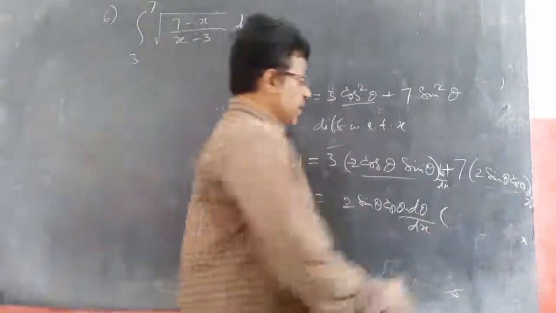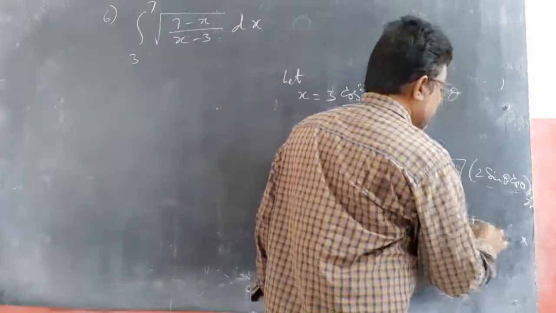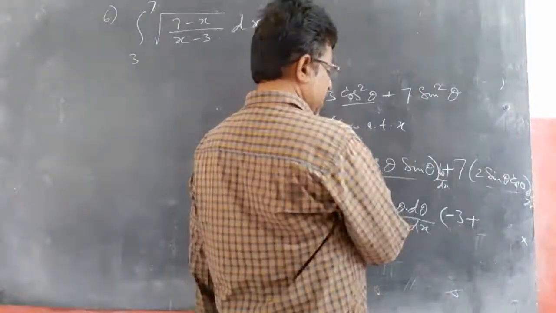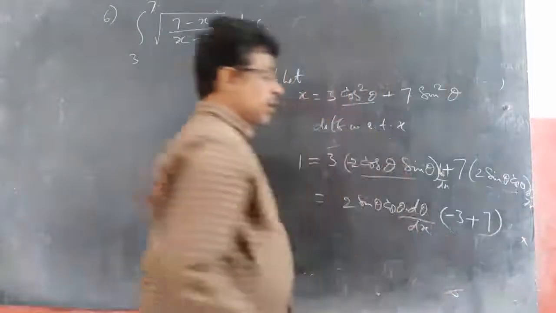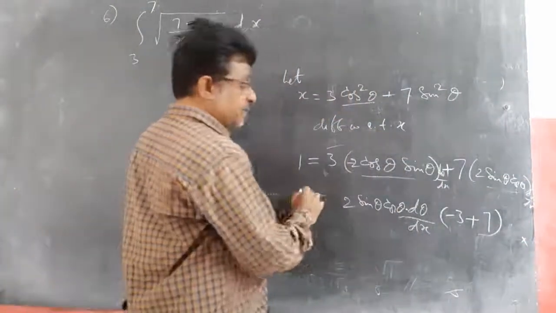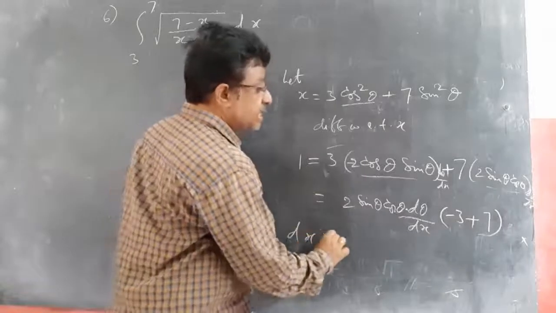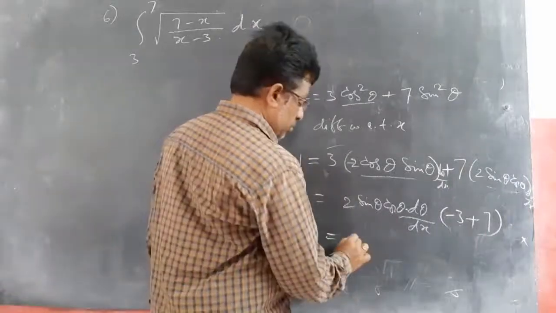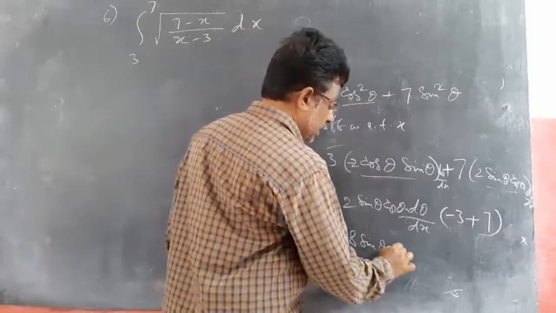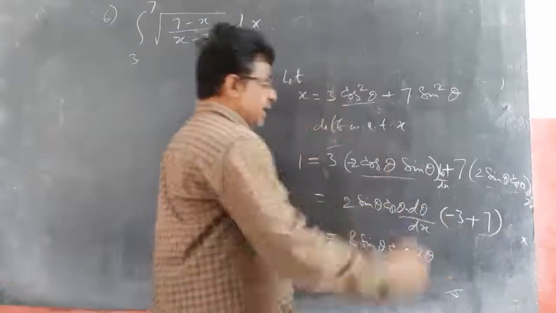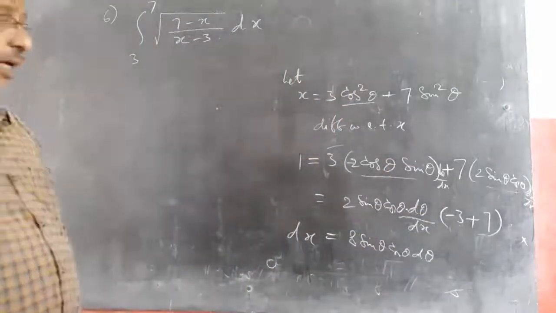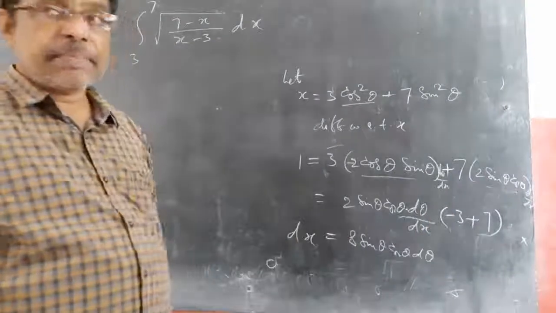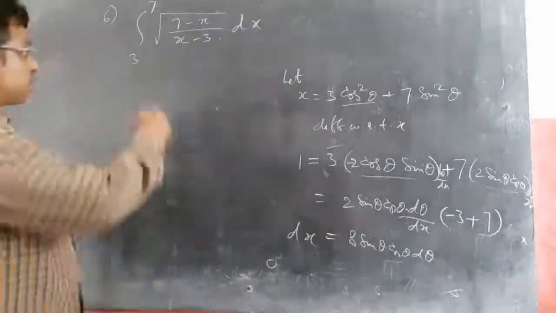Left out here is minus 3 and here plus 7, so minus 3 plus 7. This side is 1, so bring dx to this side. dx equal to, 7 minus 3 is 4, so 4 into 2 sin theta cos theta d theta, that is 8 sin theta cos theta d theta. I am taking 2 sin theta cos theta d theta by dx common, so minus 3 plus 7 is 4, 4 into 2 is 8.